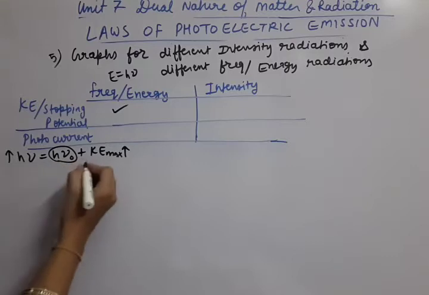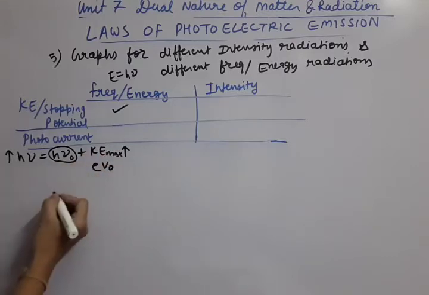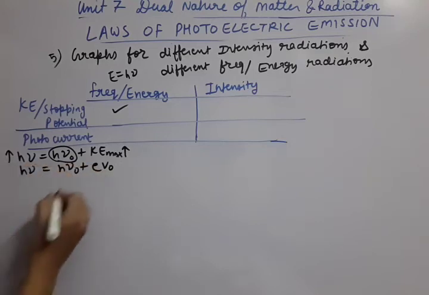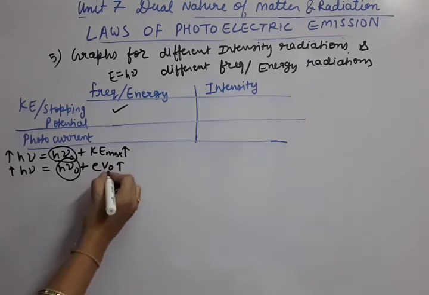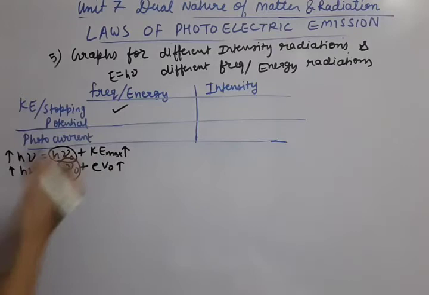Now one more thing. Kinetic energy we can also replace by the eV0 term, and the other factors remain the same. This is again a constant, the work function of the metal surface. Now again, if we increase the incident frequency or incident energy h nu, then stopping potential V0 will also increase. That means stopping potential also depends upon frequency and energy.